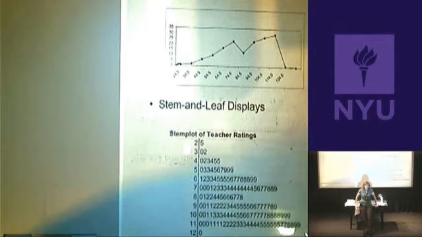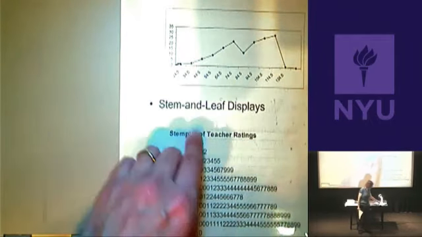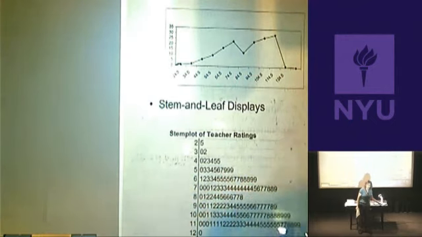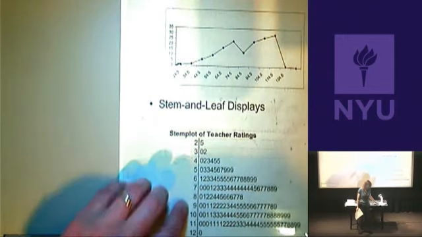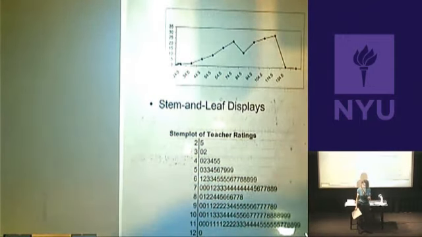Notice all the numbers on the right-hand side, those are called the leaves. The values on this side are called the stems. The leaf is the last digit of whatever your value is. The stem is all the numbers in front of that last digit. So let's take a look at this for a moment.